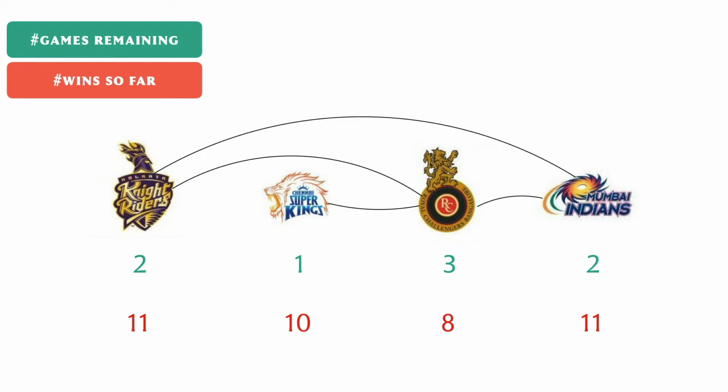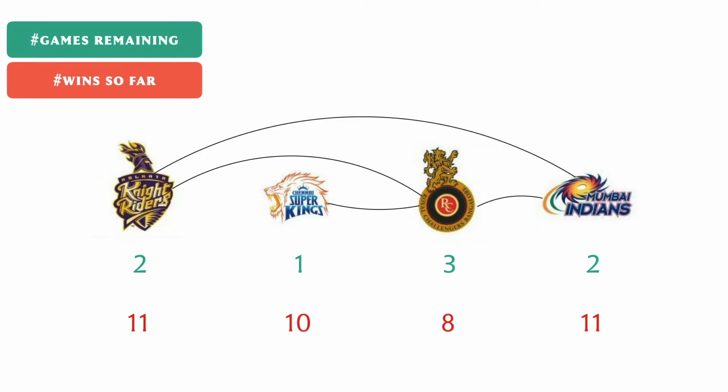Now, for Mumbai, you know exactly what has happened. So it's basically won one match each against Kolkata, Bangalore and Chennai. So that brings its total score up to 8 plus 3, 11. Okay, so these are the total number of wins that these teams have accumulated.